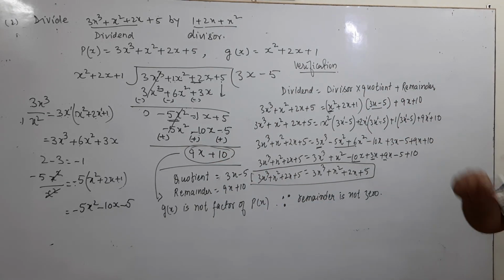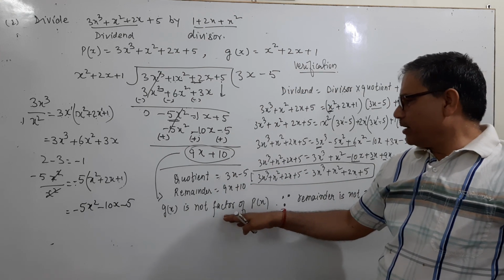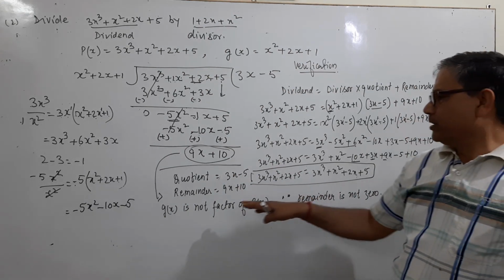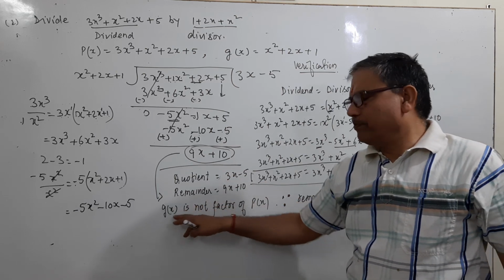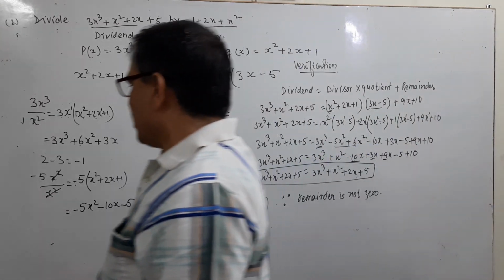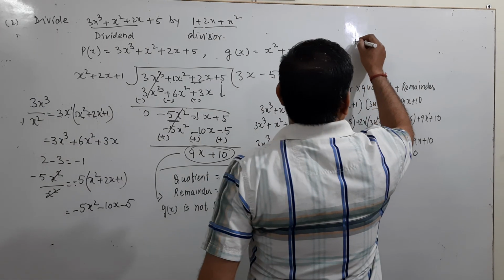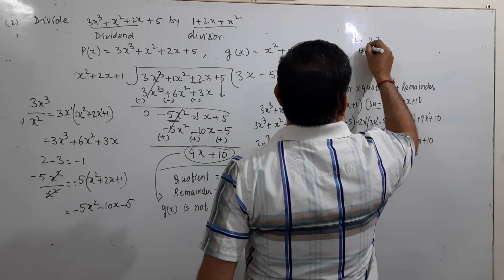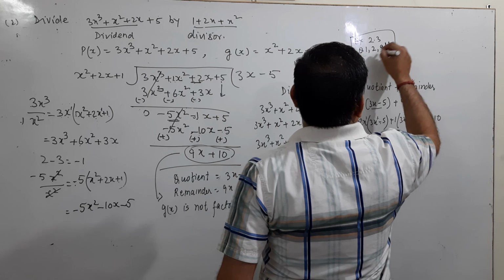In this way we can divide the dividend by the divisor in a given polynomial and we can find out quotient and remainder. If the remainder is 0, then the divisor is a factor of the dividend. If remainder is not equal to 0, then the divisor is not a factor of the dividend. And now I am giving you some questions. Exercise 2.3, question number 1 and 2 with all parts.